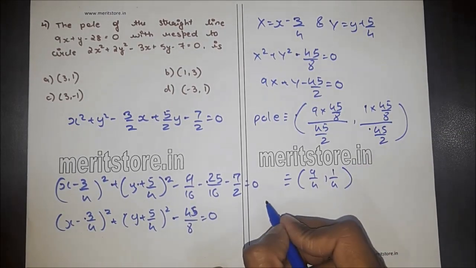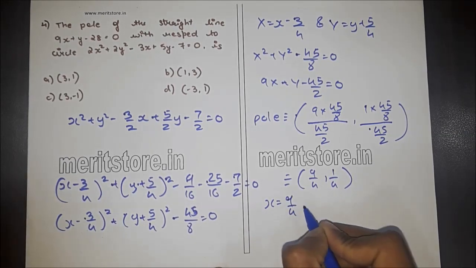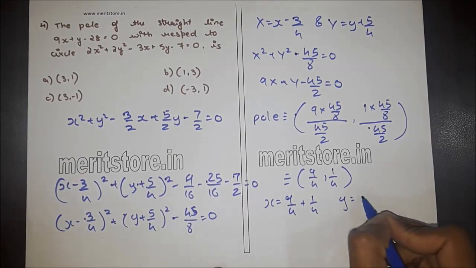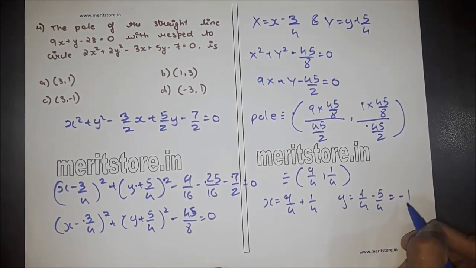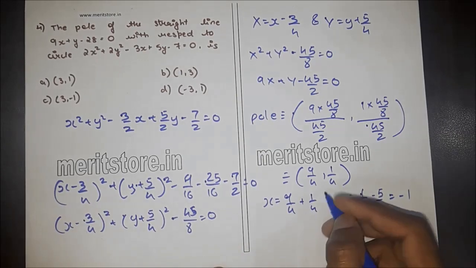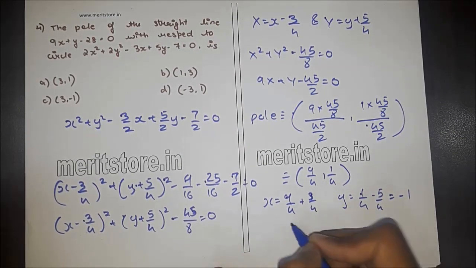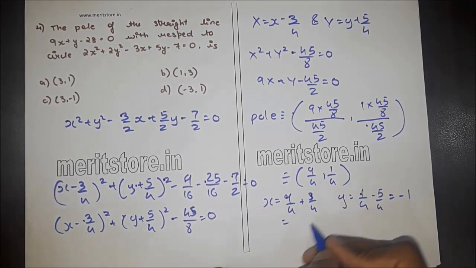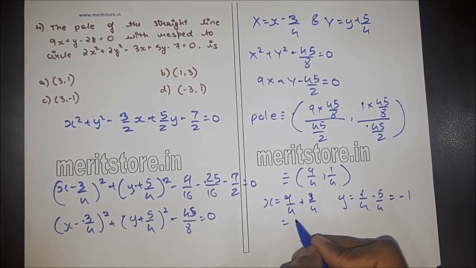Further solving this, we get x equal to 9/4 plus 3/4, and for y we get 1/4 minus 5/4, which is equal to minus 1. When we solve this, we get 12/4, which is equal to 3.